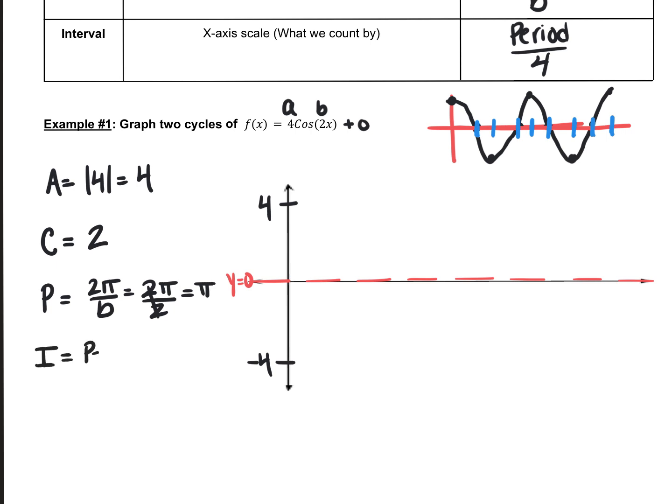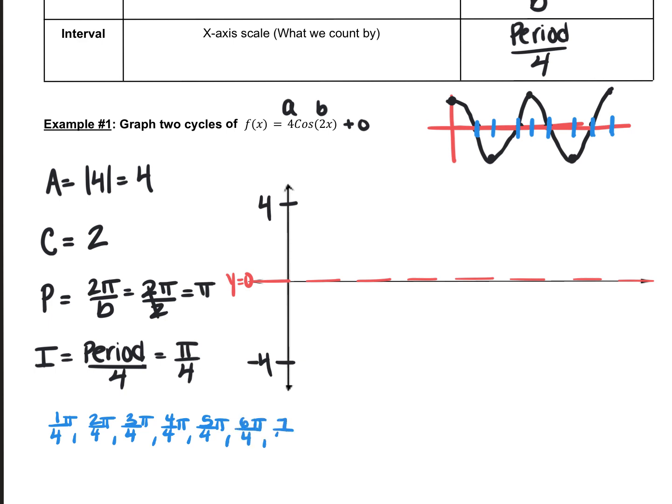And the interval is period divided by 4. So my period is pi, and we divide that by 4. So we need to count by fourths. And we said before here we needed 8 tick marks. So let's count 8 times. So we've got 1/4 pi, 2/4, 3/4, 4/4, 5/4, 6/4, 7/4, and 8/4. Now you can simplify these if you'd like.